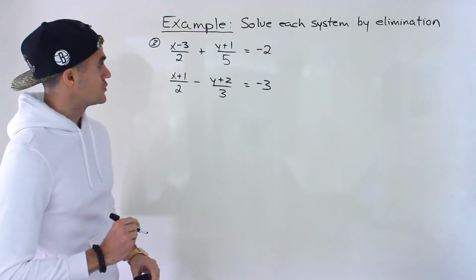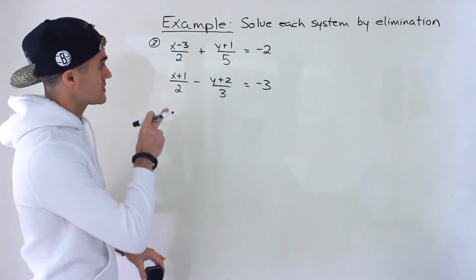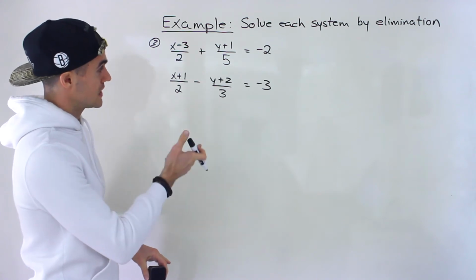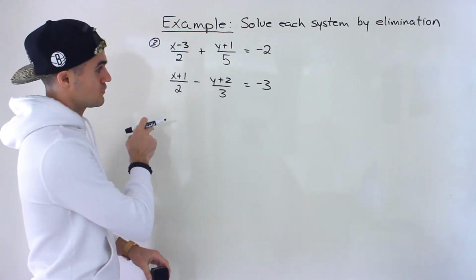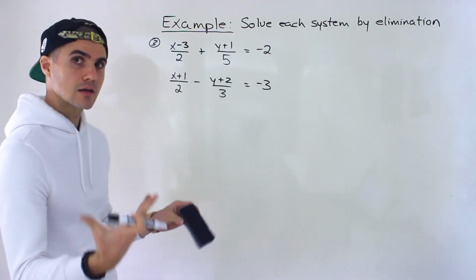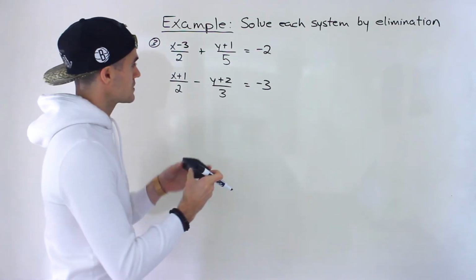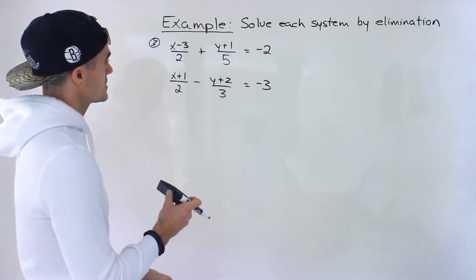Now finally moving on to number 3. So we got x minus 3 over 2 plus y plus 1 over 5 is equal to negative 2. And then we have x plus 1 over 2 minus y plus 2 over 3 is equal to negative 3. So in this case, same thing. I'm going to get rid of the fractions. There's more going on in the numerators here, but the same process is going to apply.